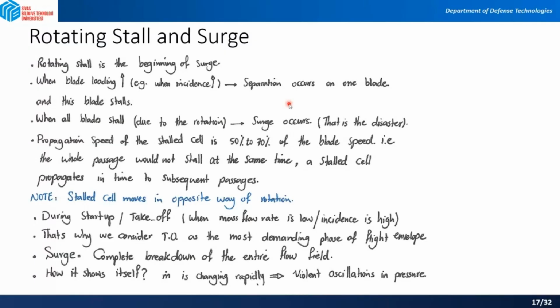And actually, when you are sitting inside the cockpit and you see violent oscillations in the pressure instruments that are attached to your engine, it means that your mass flow rate is changing rapidly, and it means that you are getting into surge. And then you have to do something about this because it's a disaster.